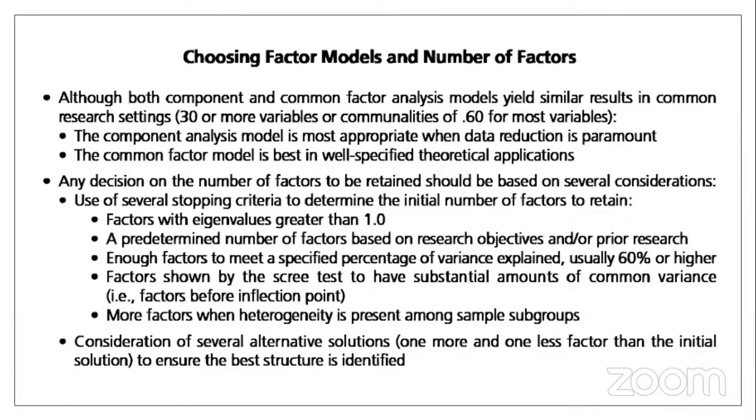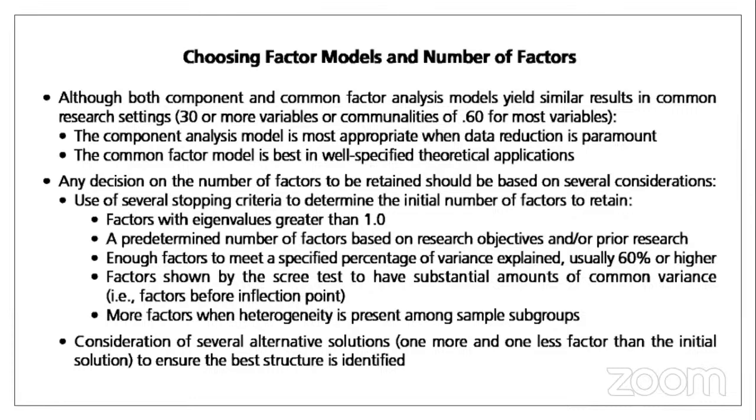Use of several stopping criteria to determine the initial number of factors to retain. So there are a number of criteria that we follow. For example, the most common parameter that we use is factors with eigenvalues greater than 1. That is one of the chief criteria that we use for determining how many factors to retain. Generally we retain all those factors with eigenvalues greater than 1.